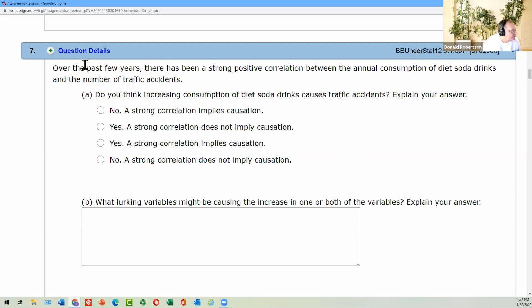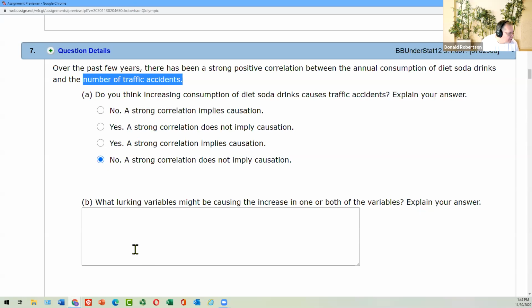Correlation is not causation. Over the past few years, there has been a strong positive correlation between the annual consumption of diet sodas and the number of traffic accidents. So the more Coca-Cola we drink, the more traffic accidents there have been. Do you think the increasing consumption of diet soda caused those traffic accidents? Well, there is the answer I'm picking. No, I don't think it did cause it. A strong correlation does not imply causation, right? That's that phrase I used.